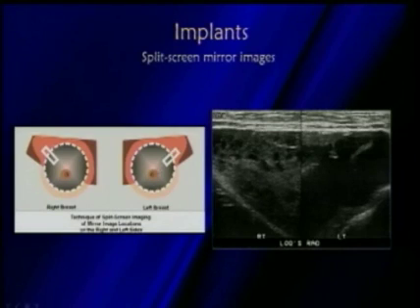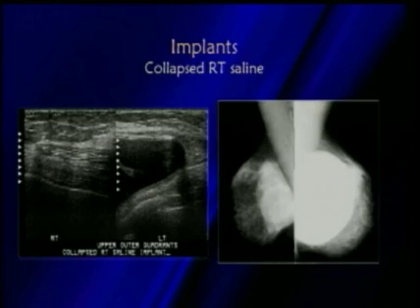But this is evaluating a patient with bilateral intracapsular rupture. You can see there's just the single thin echogenic line. We can actually see the shell partway through the breast in there. And then we're going to be looking for extravasation.